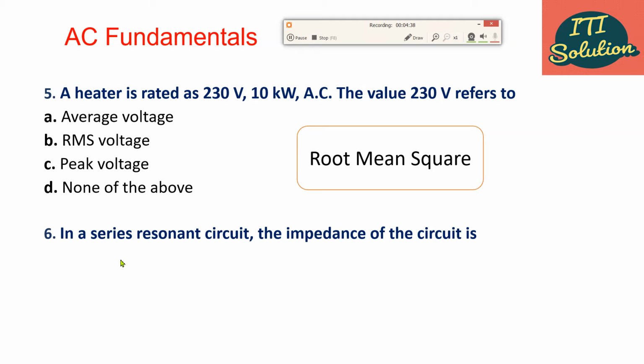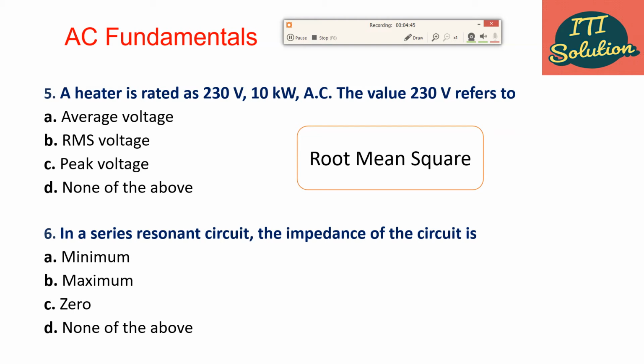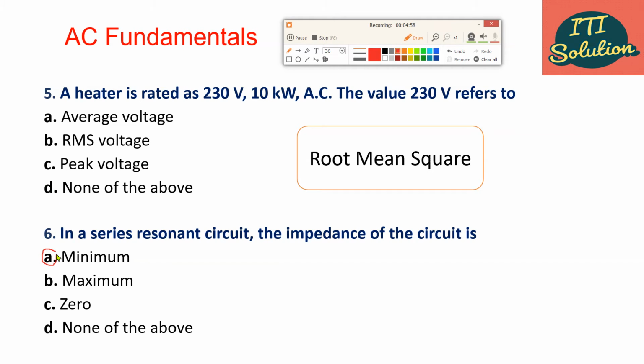Okay, next question. In a series resonant circuit, the impedance of the circuit is option A minimum, option B maximum, option C 0, and option D none of the above. Correct answer is option A, minimum. In a series resonance circuit, impedance is minimum because it is equal to resistance, where current drawn is maximum. So impedance is obviously minimum.